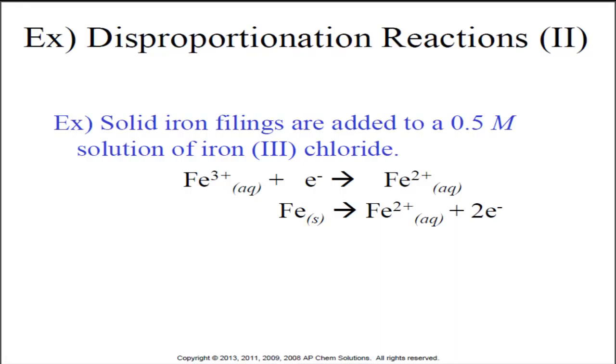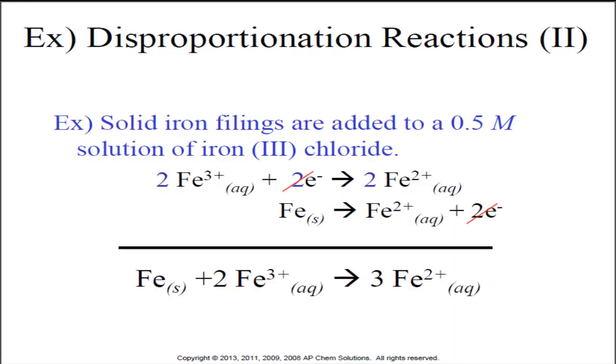So then what do we need to do to get the electrons to cancel? We've got to multiply the reduction half reaction by 2, and then we can cancel our electrons out. So our solid iron plus 2 moles of iron 3 will give us 3 moles of iron 2 here.